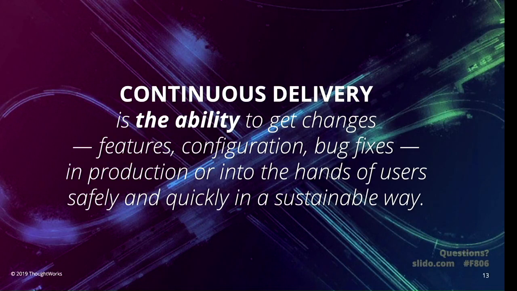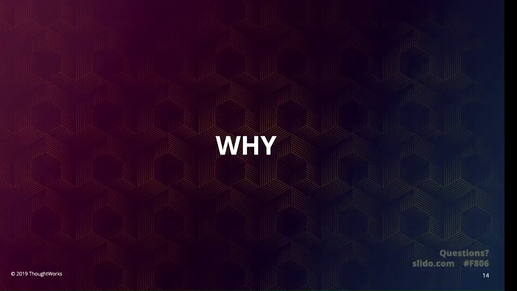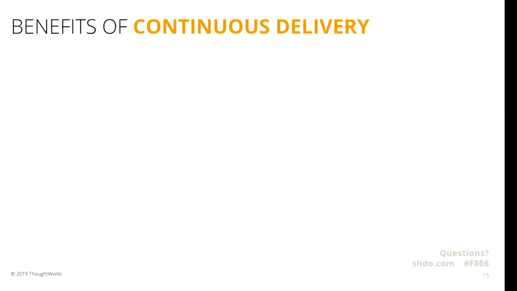So in a loose definition, continuous delivery is the ability to get changes, either new features or bug fixes, into the hands of your customer so that they can see it, and to get them there safely and quickly, also in a sustainable way. So let's talk a bit about why. Why do you want to do this? And then Andrei will talk a bit later about how you get there. Let's understand the benefits of continuous delivery before we try and do it.